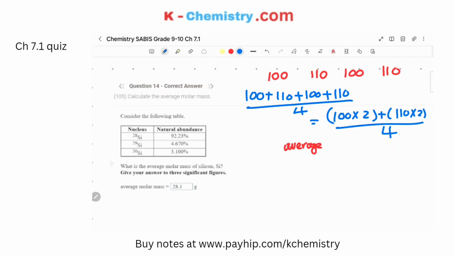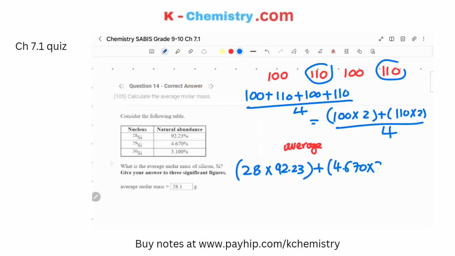I have some silicon atoms whose weight is 28. What is the natural abundance? Natural abundance means here that 50% of the students' height was 110 and 50% was 100. Here, 92.23% have a mass of 28, and 4.670% of them have a mass of 29.